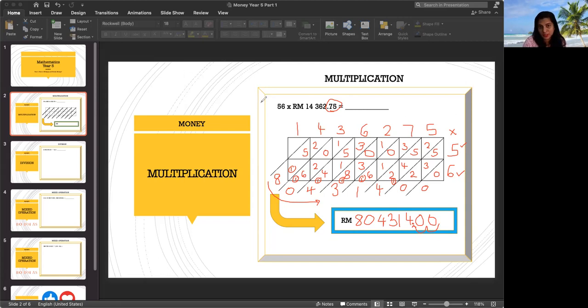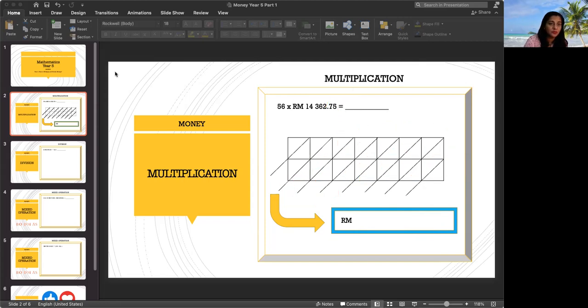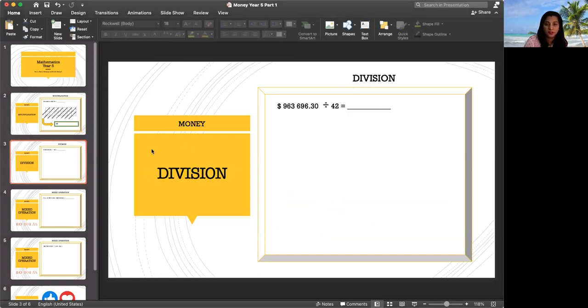I would suggest you all to use lattice multiplication for this. Next, let's clear this and move on to the next question, which is division.